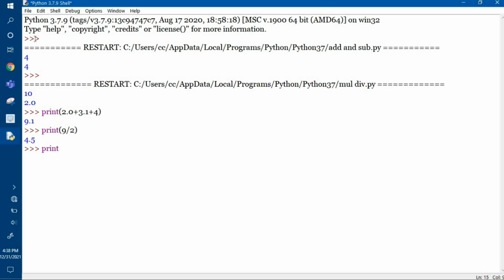Let me just give an example here. I am writing on my screen 2 double asterisk 6. Now it will take 2 raised to the power 6 here, and the output will be 64.